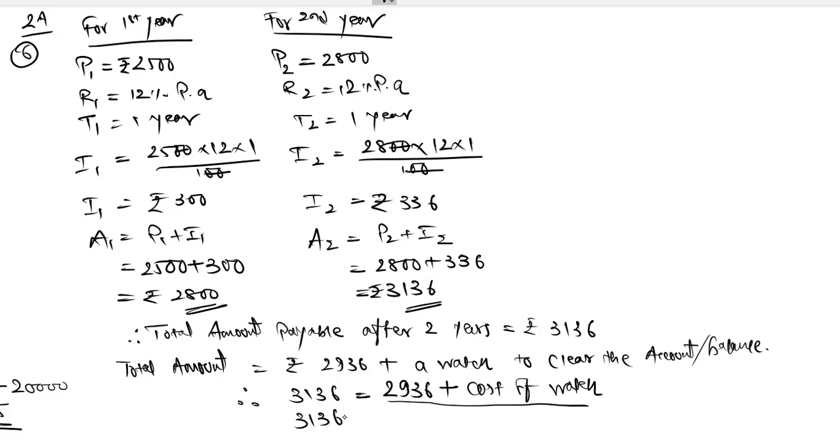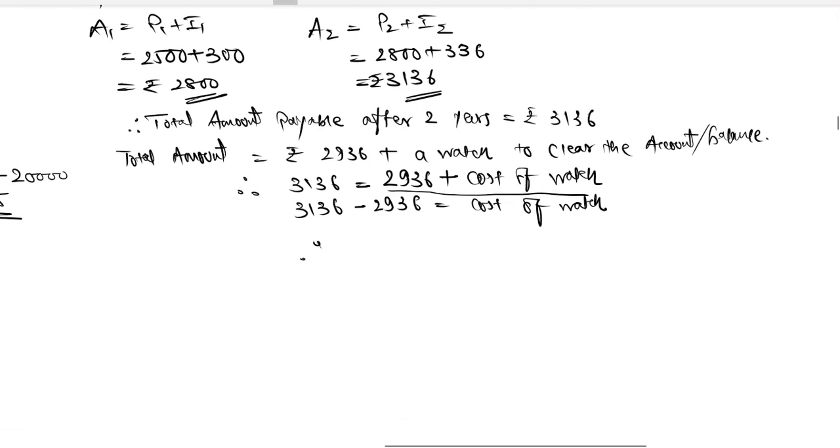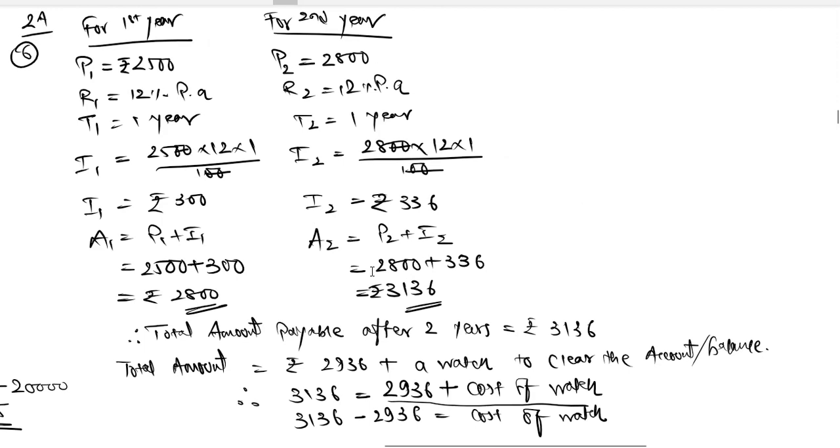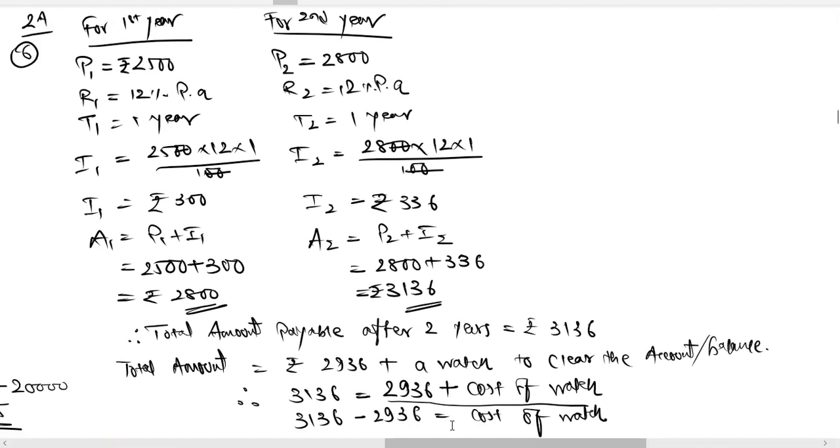So 3136 minus 2936 is equal to cost of watch. Therefore, cost of watch is equal to rupees 200. Cost of watch is rupees 200, right? So this is how you find the answer. I hope the doubt is clear from 2A. Let's move to the next exercises.